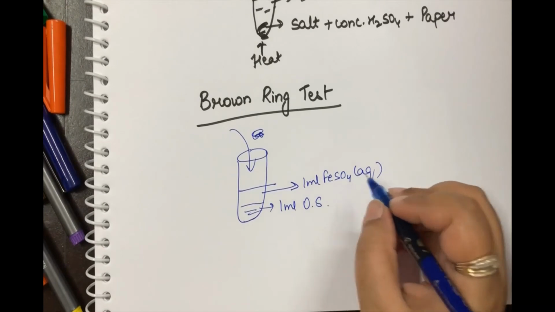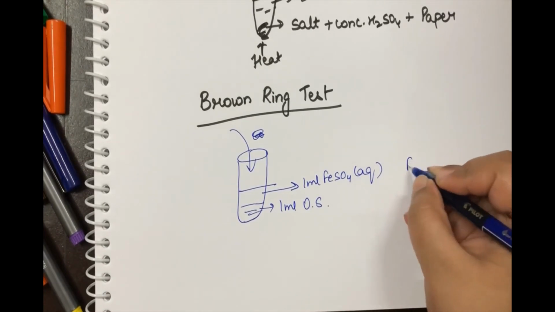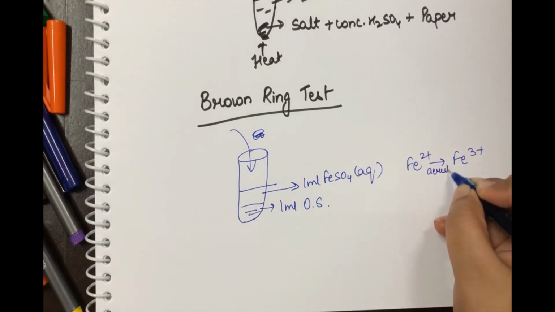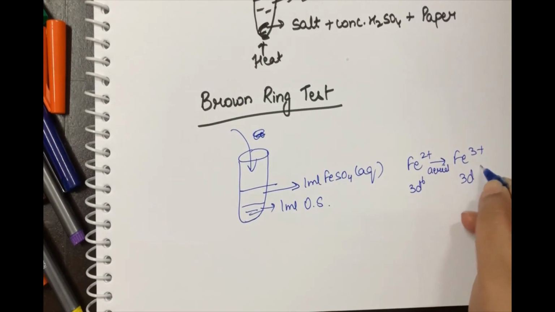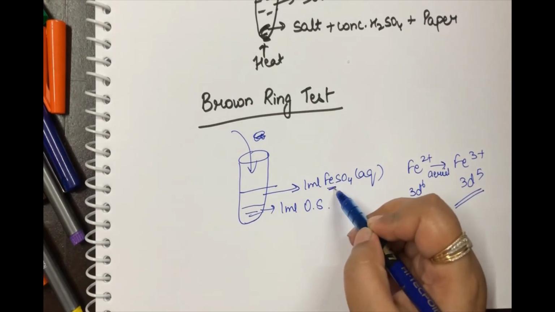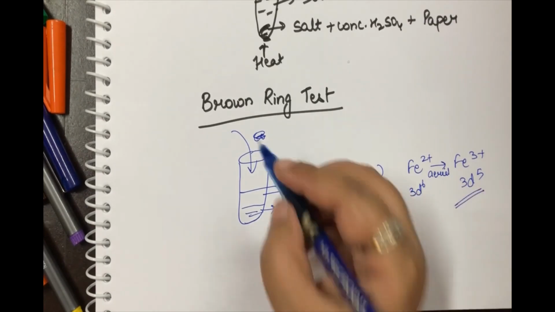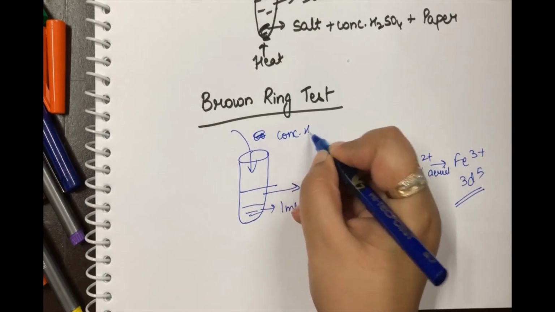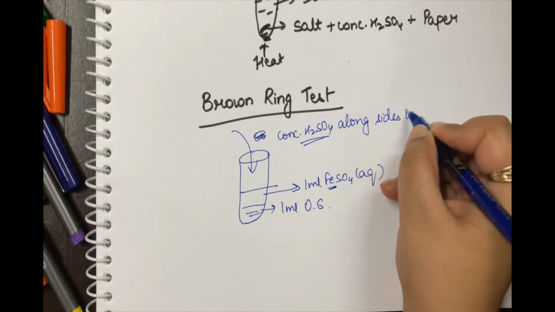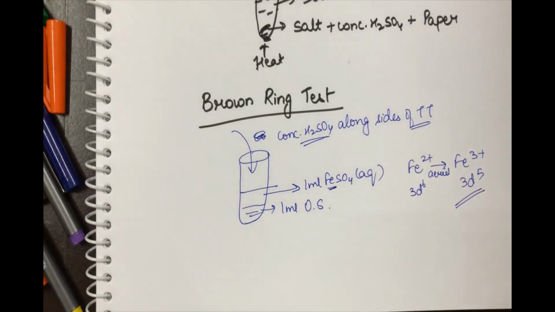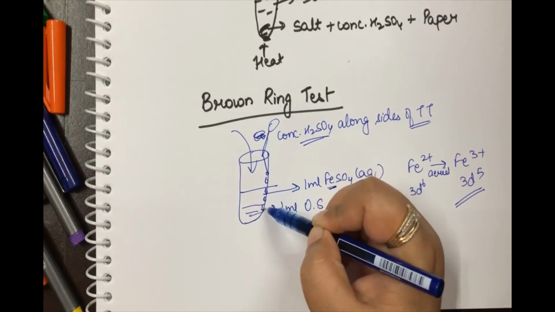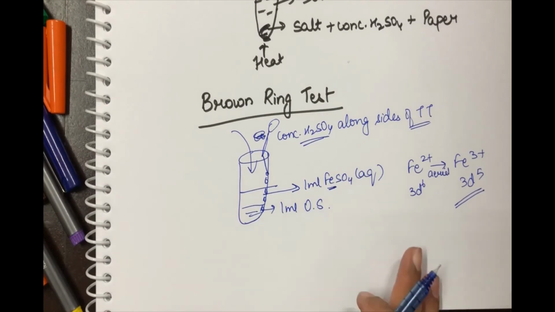Again, it always has to be freshly prepared, because on keeping, it will change from Fe2+ to Fe3+, because we know aerial oxidation will occur and 3d6 will easily get converted into 3d5. This is more stable, and we do not want this, we want only Fe2+. So freshly prepared FeSO4 is used, and concentrated H2SO4 is added along the sides of the test tube. You just do not take a dropper and add concentrated H2SO4. You will add it drop-wise along the sides of the test tube.